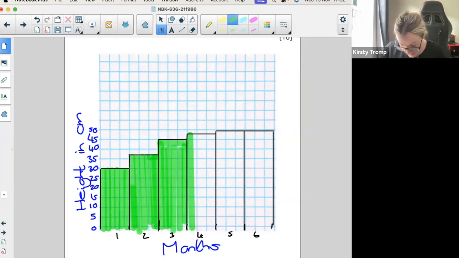All right, so while I'm waiting for you guys to catch up to me, I'm going to color in my graph beautifully.